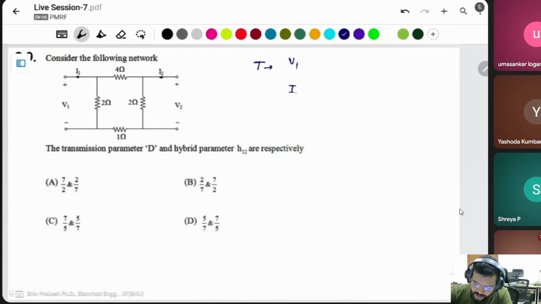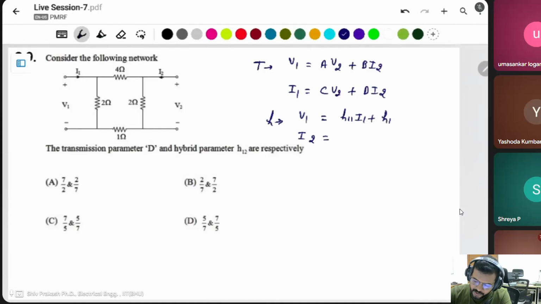The equation is V1 and I1 is equal to A V2 plus B I2, C V2 plus D I2. Next one is the H parameter, the hybrid parameter: V1 and I2 in terms of I1 and V2. V1 = H11 I1 plus H12 V2, I2 = H21 I1 plus H22 V2. Then you have to find the D parameter and H parameter.